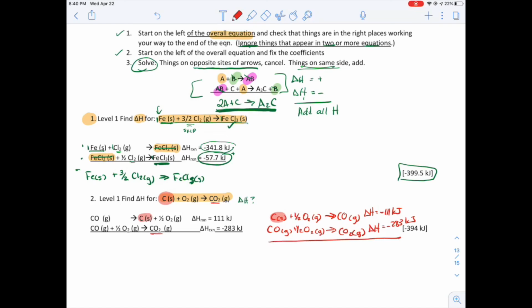Now for the second step, we need to check those coefficients. The C should be a 1, the CO should also be a 1, and those check out correctly. Now solve. First, do your cancel, so our CO gas cancels with our CO gas. And then we add the things that are on the same side, so a half of an oxygen plus a half of an oxygen gives you a full oxygen. This gives us CO2 gas. Does that match this? Yes. If it matches, then you can just add up the delta H's. Notice that they're both negative. So you can add both of those numbers and you're going to get the negative 394 kilojoules.